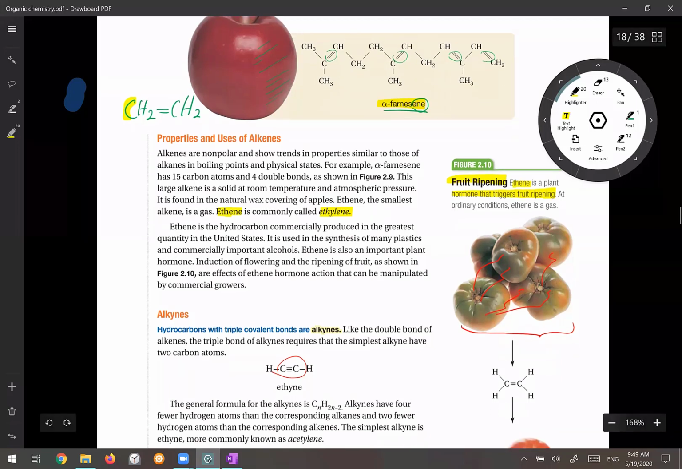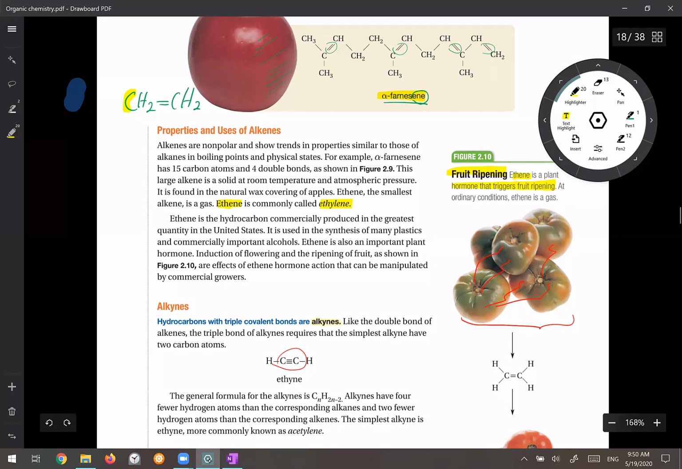Also, some of the fruits, if they are to be transferred from one country to another country, because transportation usually takes a long time, they have to cut the fruit from the tree when it is not ripened. Okay, so when it reaches its destination, usually they expose the ethylene gas to that fruit, and then the fruits ripen and are ready to be in the market.